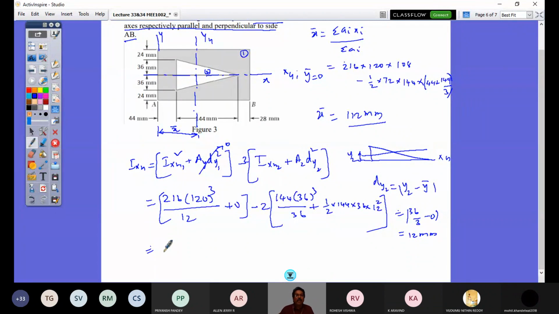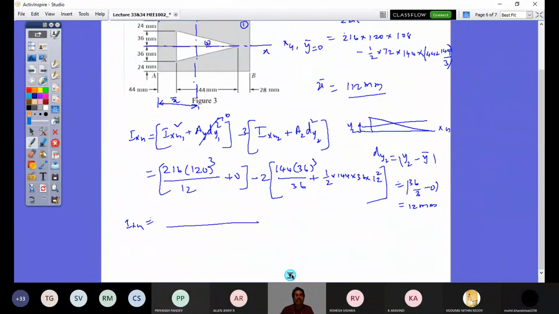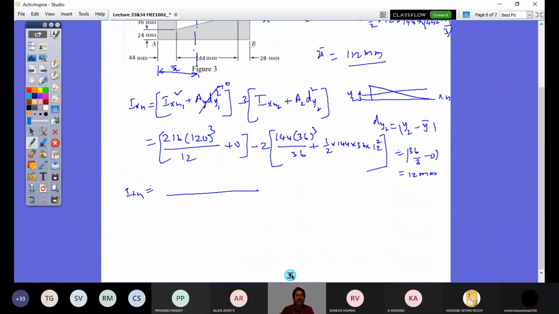So you can find out what this IXG is. I just leave it to you to find out. And IYG, similarly, you can find out like this. IYG will be IYG1 plus A1 into DX1 square, minus IYG2 plus A2 into DX2 square.